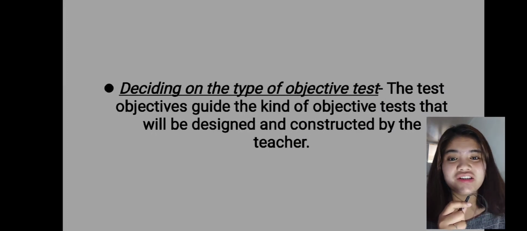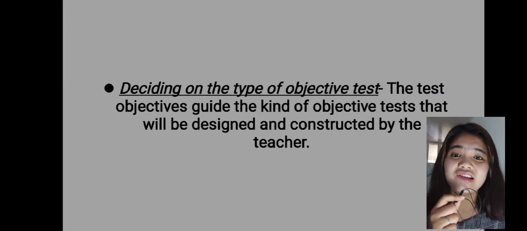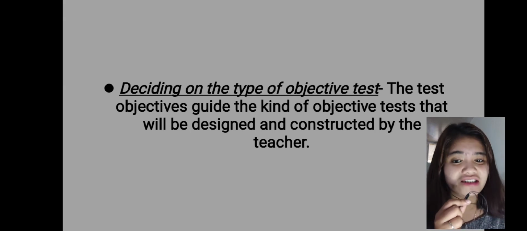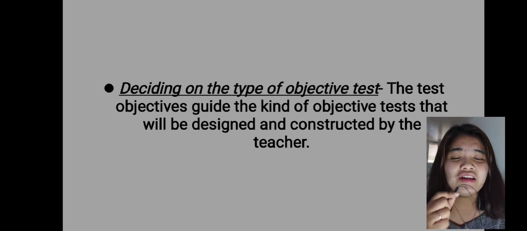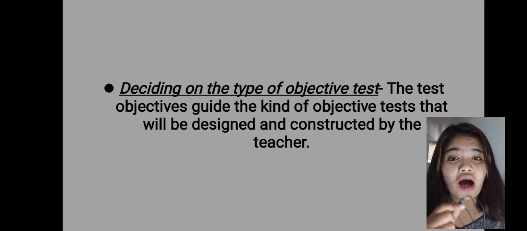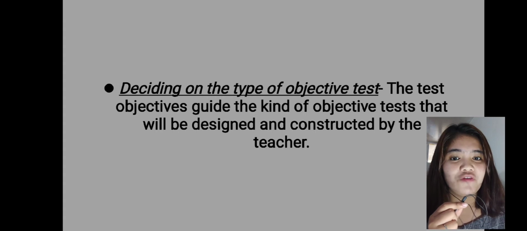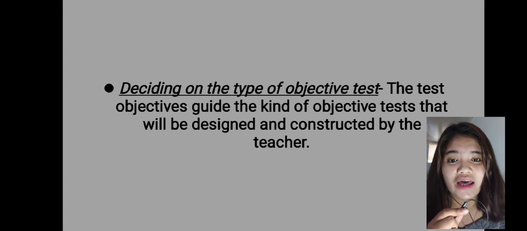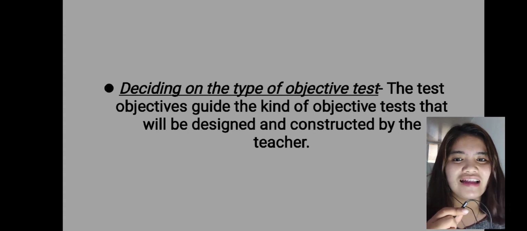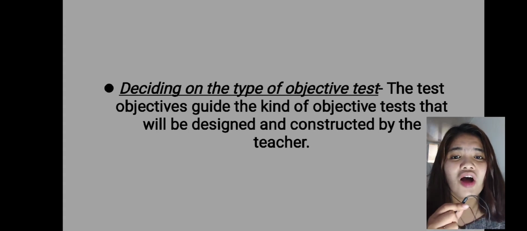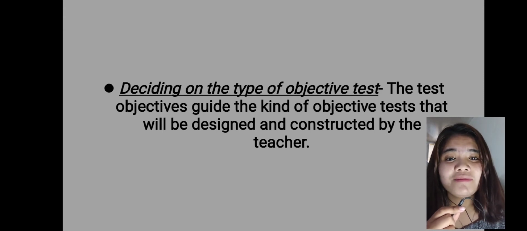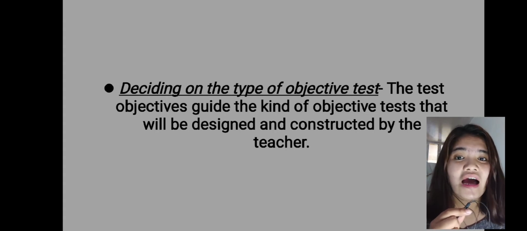Second, deciding on the type of objective test. The test objectives guide the kind of objective test that will be designed and constructed by the teacher. This means aligning the test with the lesson objective or outcome. For instance, for the first four levels, we may want to construct a multiple choice type of test, while for application and judgment, we may choose to give an essay test or a modified essay test. At all times, the test to be formulated must be aligned with the learning outcome. This is the principle of constructive alignment.